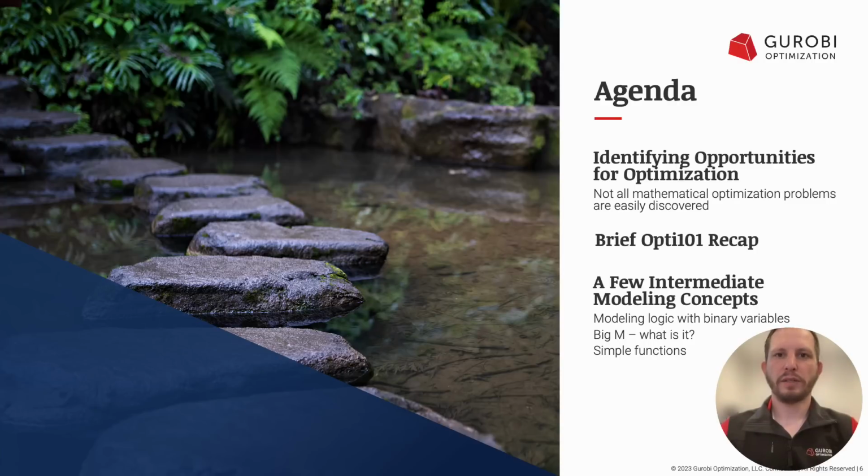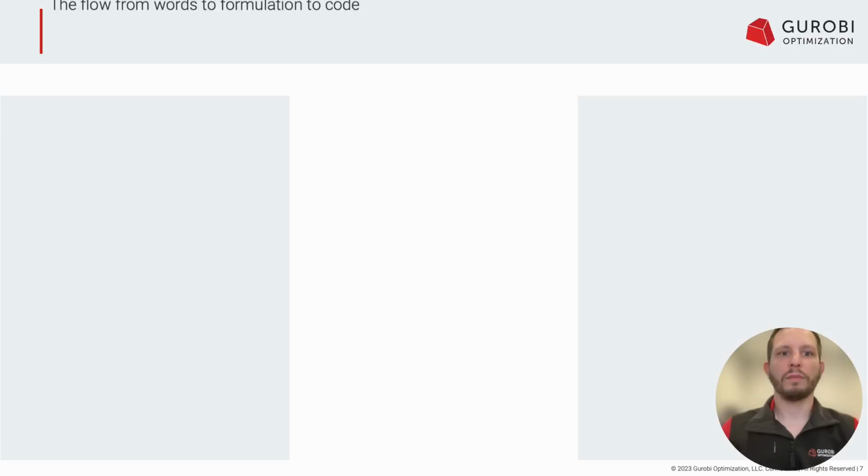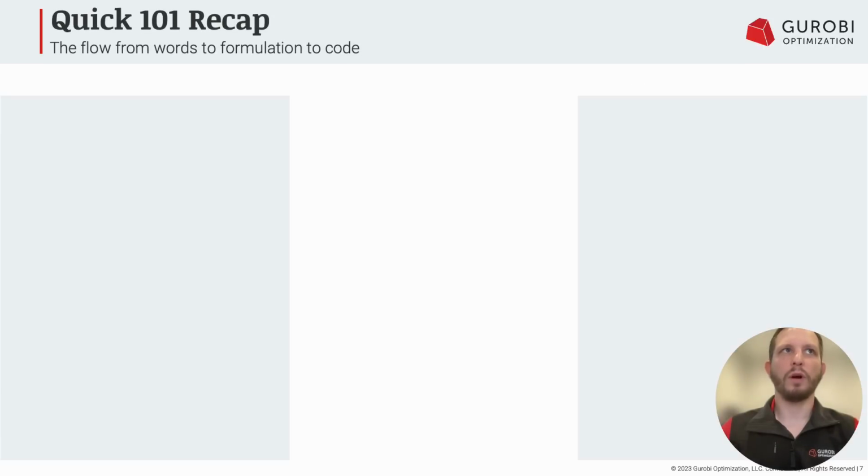So now let's move on to a quick recap of some Opti 101 material before we head into our intermediate modeling concepts. In Opti 101, one of the main things that we were doing was understanding the flow from written or spoken words to an algebraic representation that we're calling a formulation, and then taking that formulation and putting it into code.